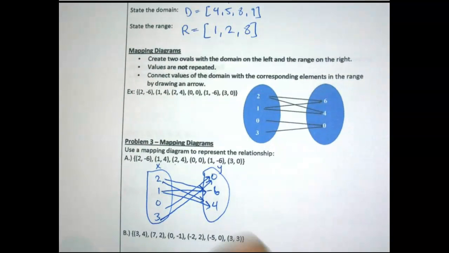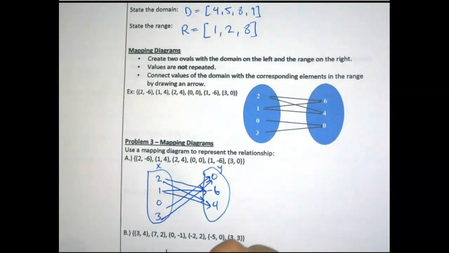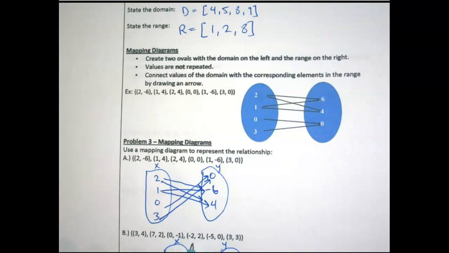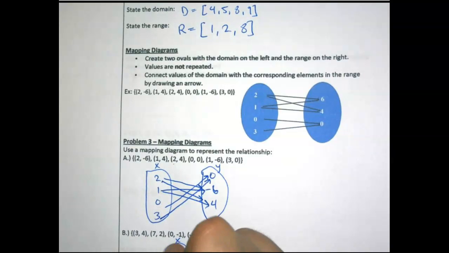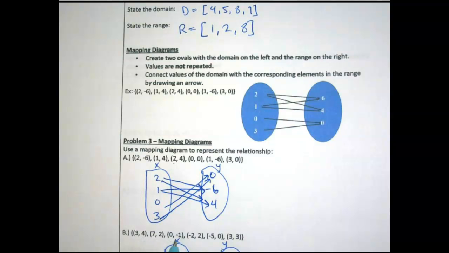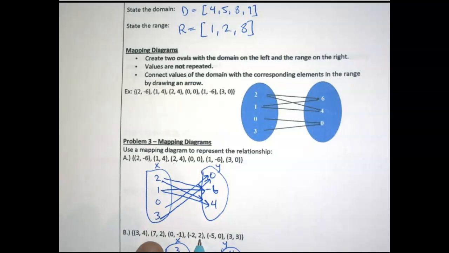So moving right along to the next one. Again, same thing. Just going to use a mapping to represent this relationship, X and Y. 3, 7, 0, -2, -5, 3. So 3, 7, 0, -2, -5, and you don't need to list 3 twice. Your Y's, your outputs, your range: 4, 2, -1, 2, 4, 2, -1, 0, 3, 0, 3. You don't need to list 2 twice.